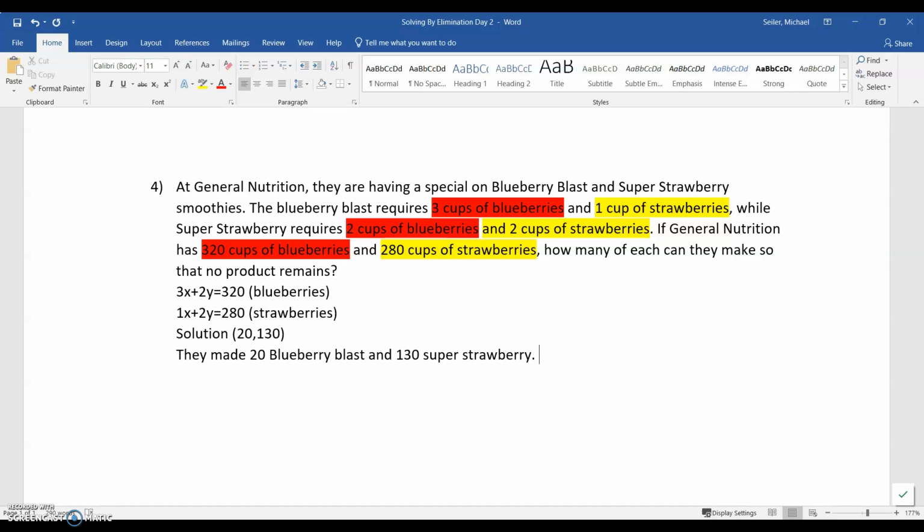Tomorrow you are going to be coming up with 2 word problems, one of kind of each form, but we'll get into that more tomorrow.